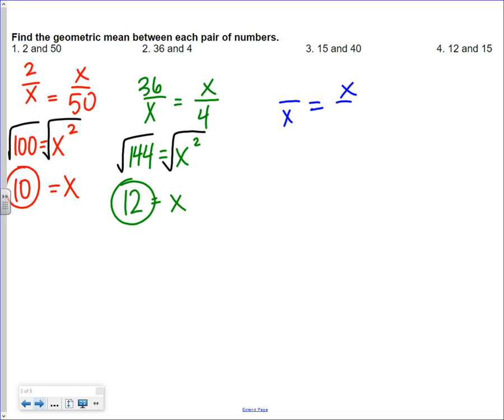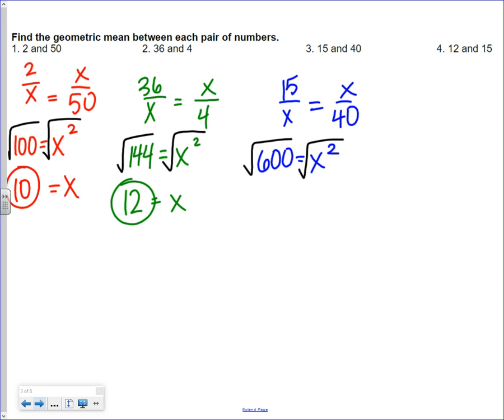So I put the x's diagonal of each other. Then I put my extremes in the other two spots. What is 15 times 40? And x times x. To solve, we'll take the square root of 600. And I ask you, what is the square root of 600? Yuck, right? Gross. It's irrational, isn't it?